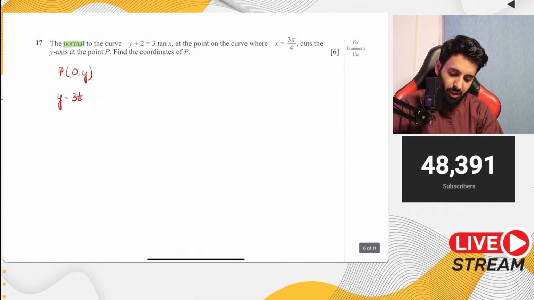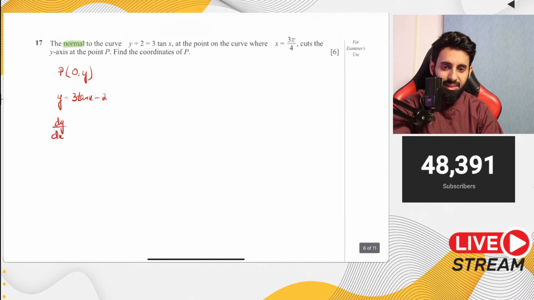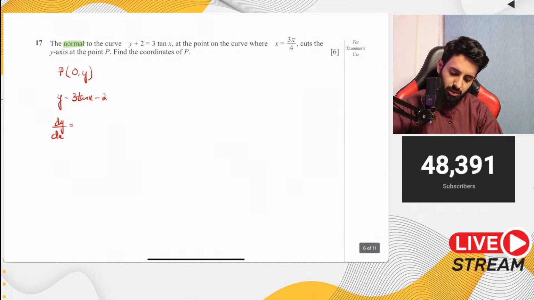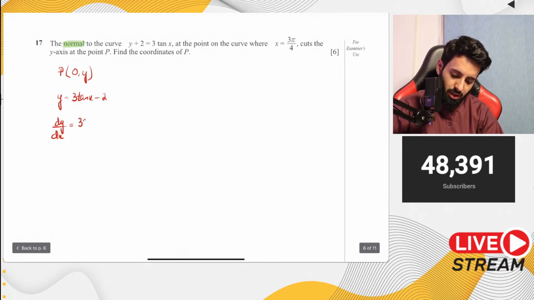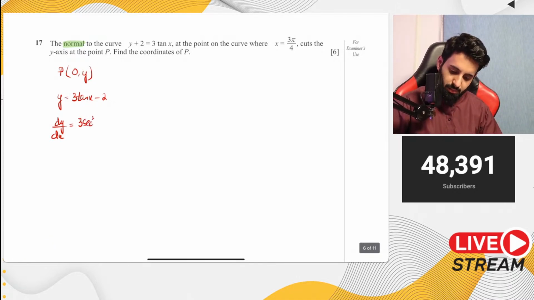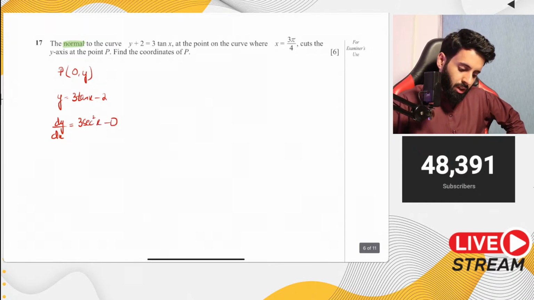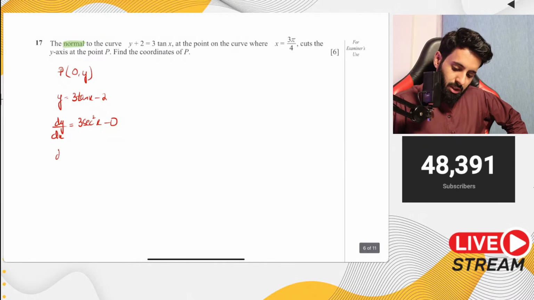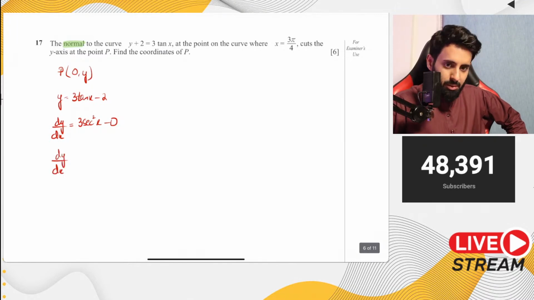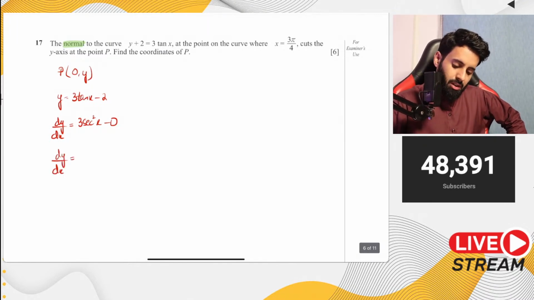y equals 3 tan x minus 2, and then differentiate it. The derivative of tan is sec squared x. So we have 3 sec squared x minus 0. Since you can't work out sec in your calculator, you need to change this to cos. As we know, sec is equal to 1 upon cos, so this becomes 3 upon cos squared x.